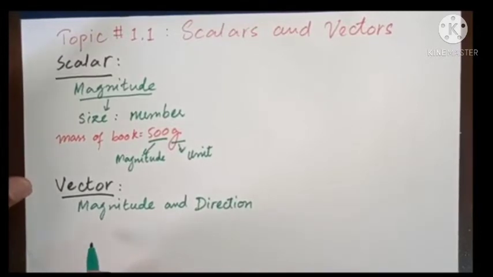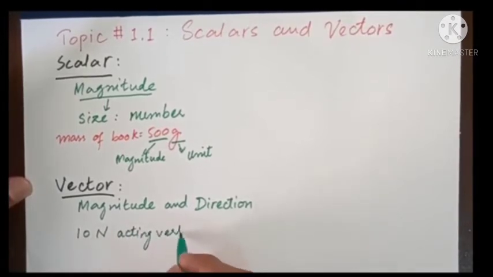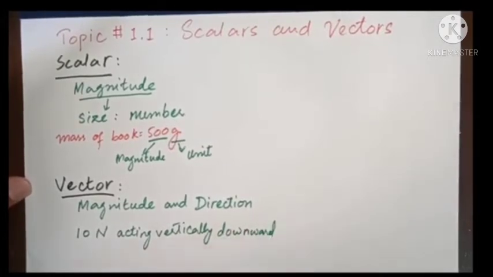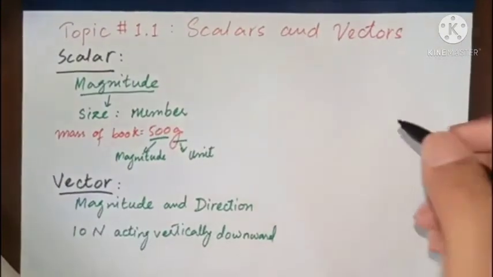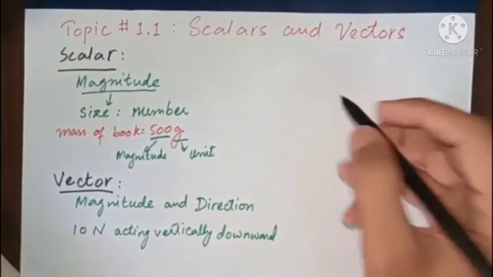For example, it is not enough to say 10 Newton of force, but rather a force of 10 Newton acting vertically downward. The next topic in this regard that we are going to study is addition of vectors.